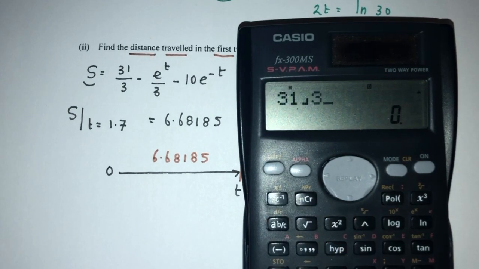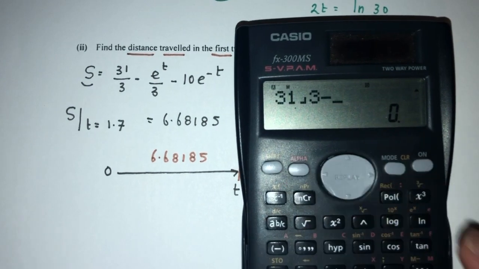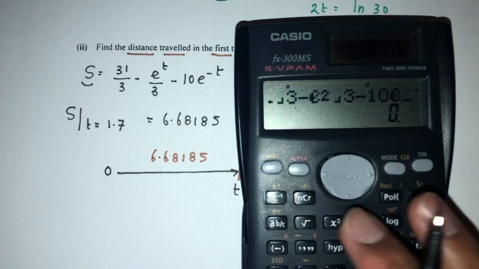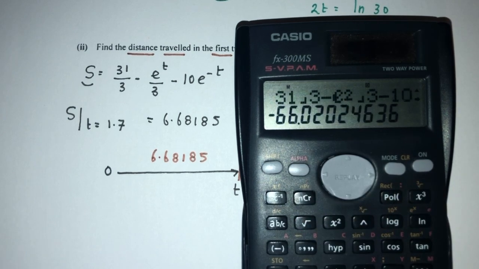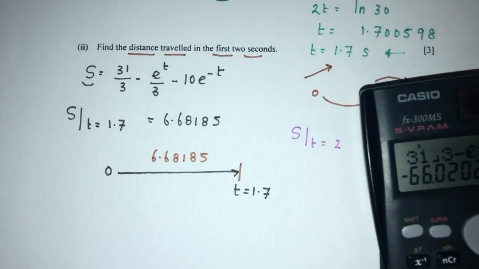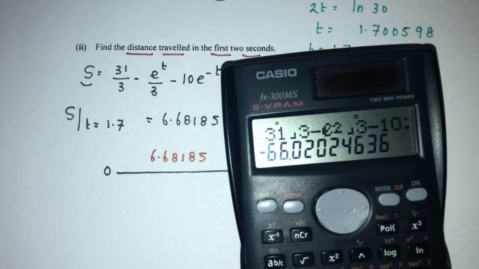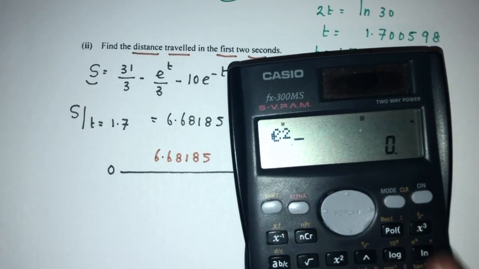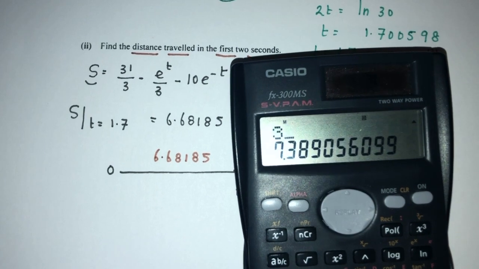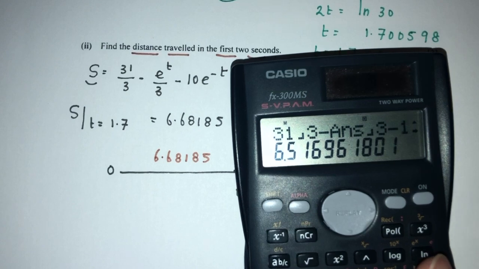31 over 3 minus exponential square over 3 minus 10 over exponential square. That will be minus 66 point something. But let me double check again, because I always tend to make mistakes in this kind of calculation. So exponential square has to be this value. So 31 over 3 minus answer over 3 minus 10 over answer, and that will be 6.51.